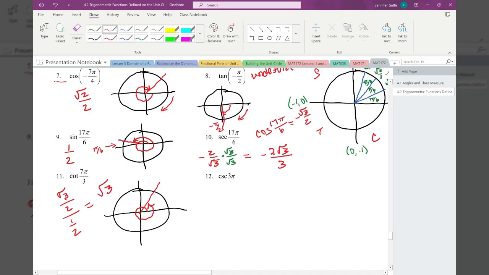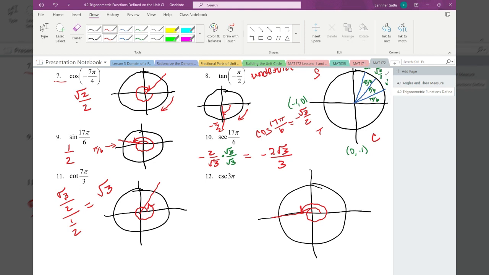And then cosecant of 3 pi. Well, 3 pi is going to be here. We go around once and stop. And cosecant is the reciprocal of sine. So we need to consider what's the sine of 3 pi. And the sine of 3 pi is 0, which means that the cosecant is going to be undefined.